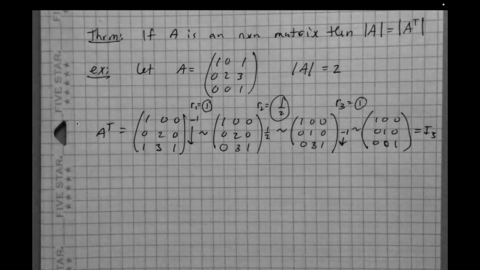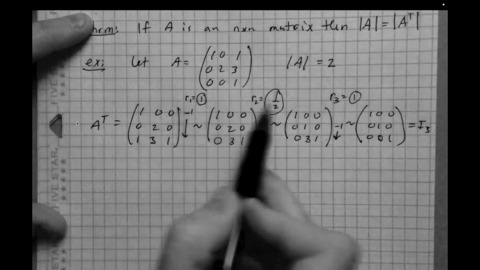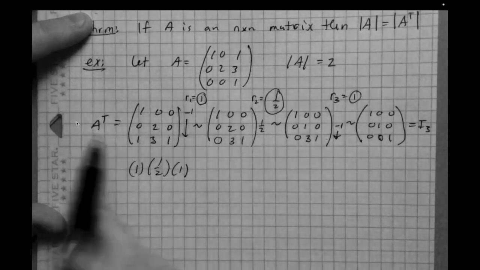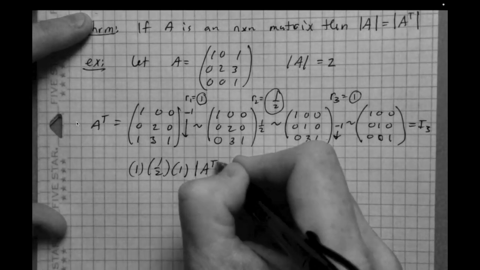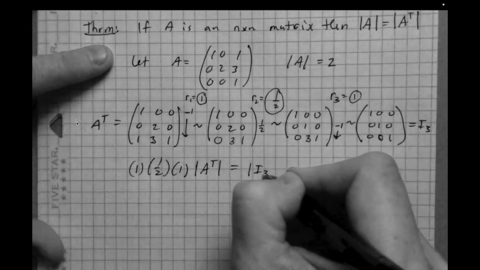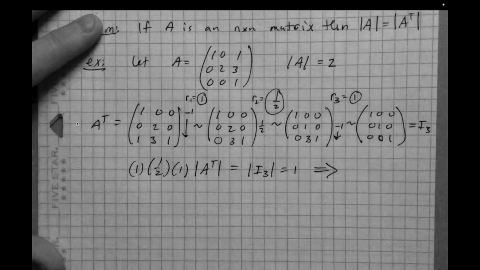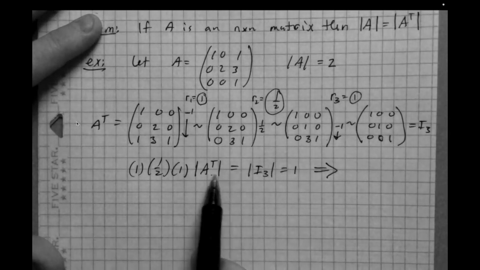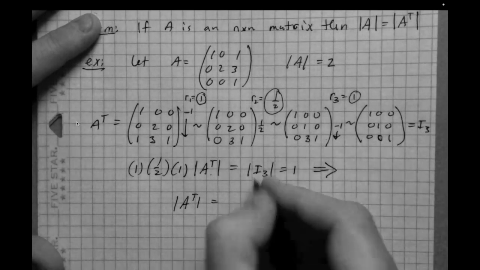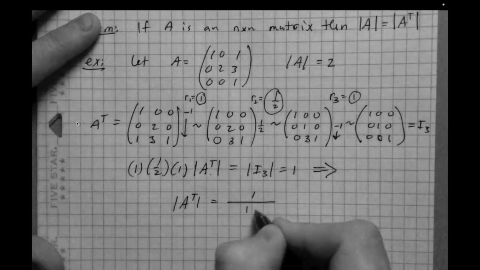I3. Right, and so I can set this up, and what this basically says is that 1 times 1/2 times 1 times the determinant of the transpose is equal to the determinant of I3, which is 1. Okay, and so I can do a little bit of algebra to this. Basically, I'm not interested in this piece anymore, but I want to know what the transpose determinant is. So that's equal to 1 divided by this, which is 1 times 1/2 times 1, which is just 1/2.